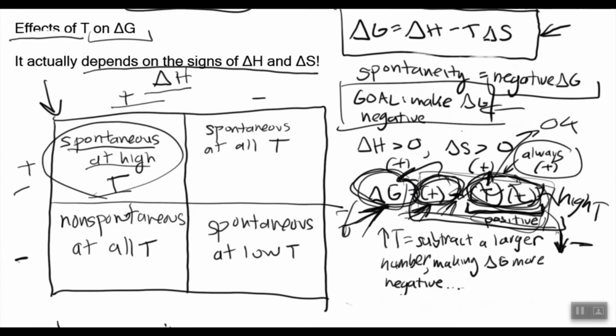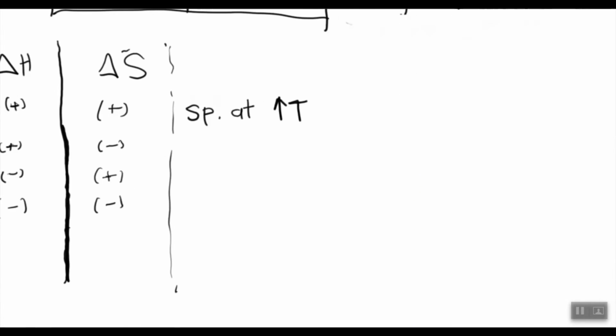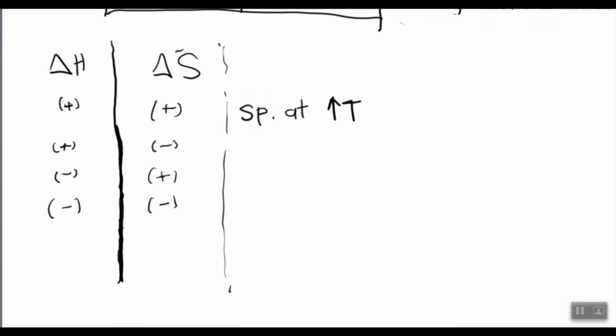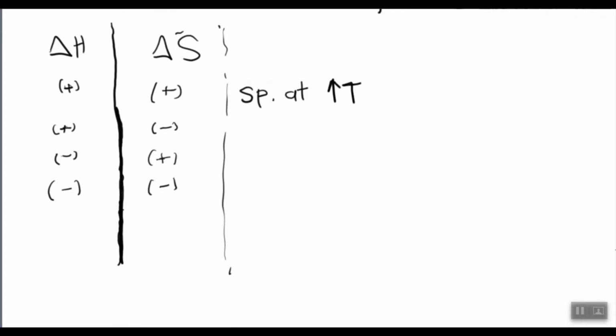So let's now go down here and let's talk about this. This is a table I made, and we're going to figure out one by one what we have to do to the temperature to make it spontaneous. Does it have to be at a high temperature, such as when delta H and delta S are positive? Does it have to be at a low temperature? Who knows? Let's figure out this second condition over here, when delta H is positive and delta S is negative.